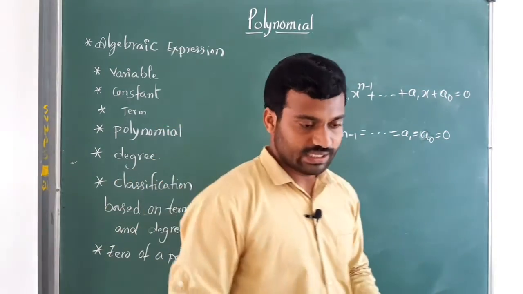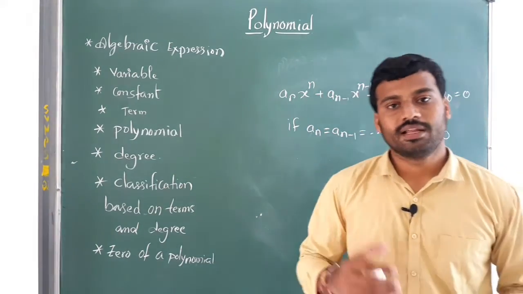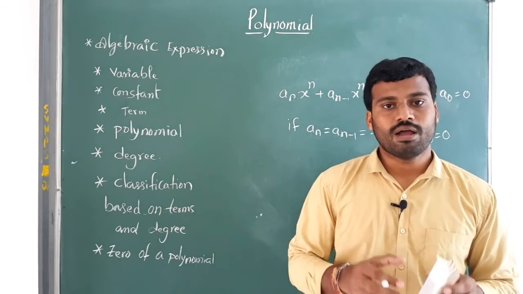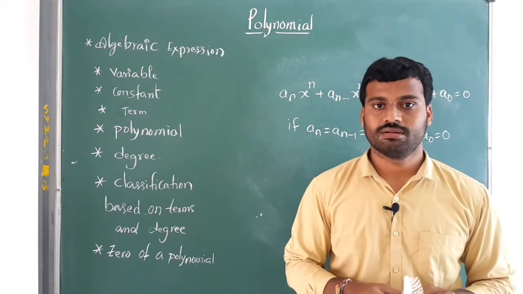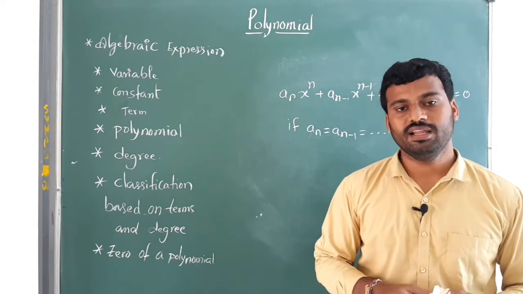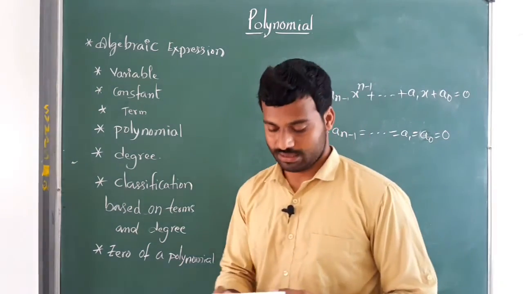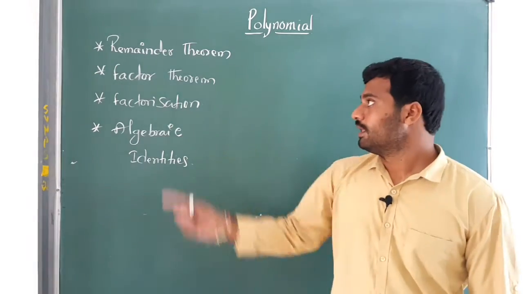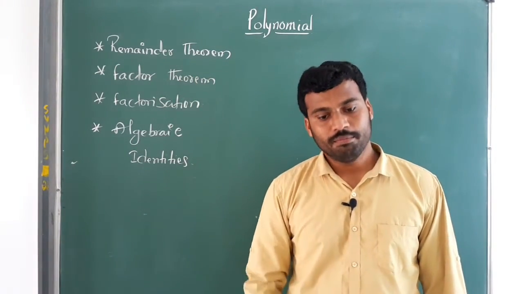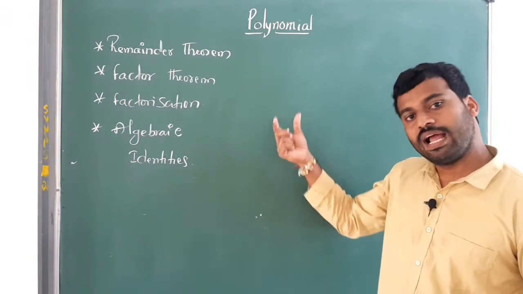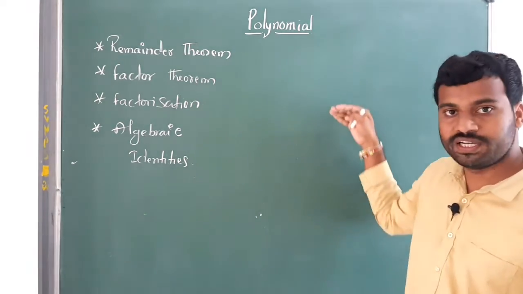Clear? Next, some important concepts: remainder theorem and factor theorem, and how to do the factorization. Later we can go to the algebraic identities. First is remainder theorem. Let us see what is the remainder theorem and what is its use. Before going to the remainder theorem, I will take some values and divide by the usual division method.